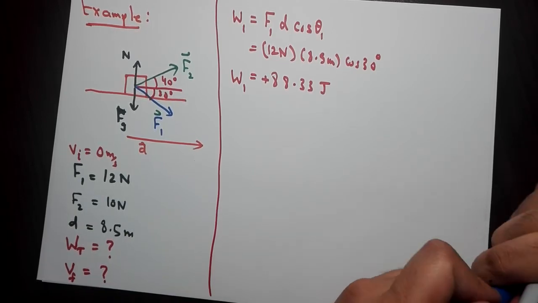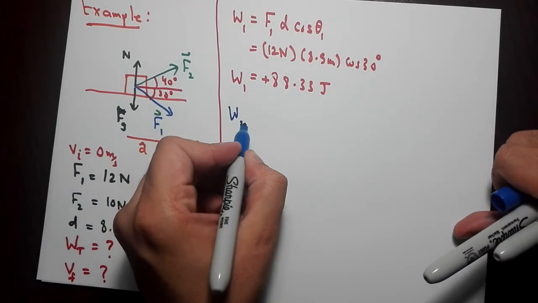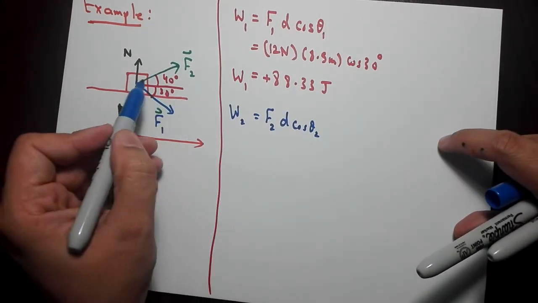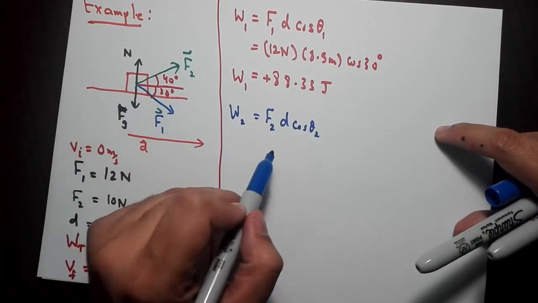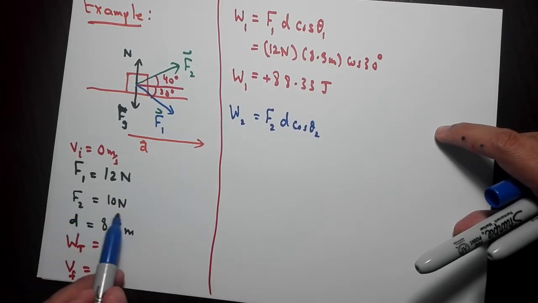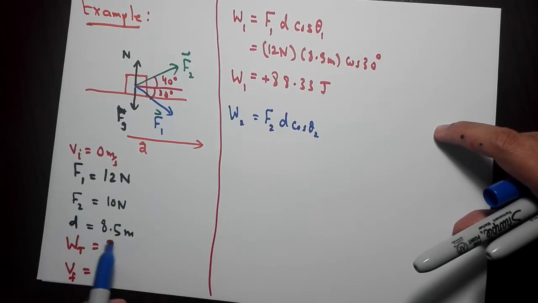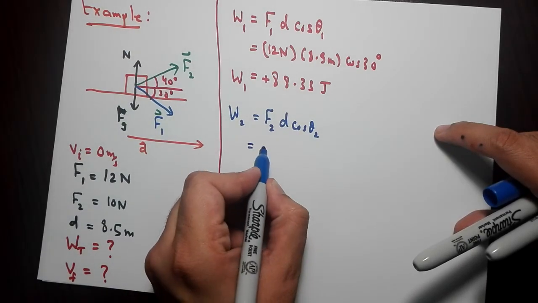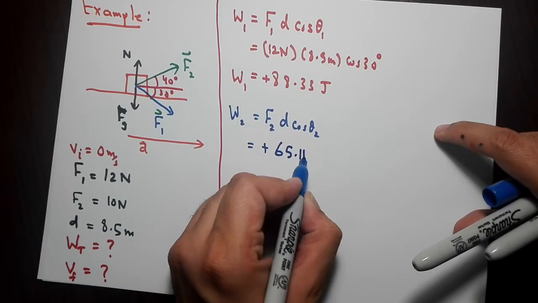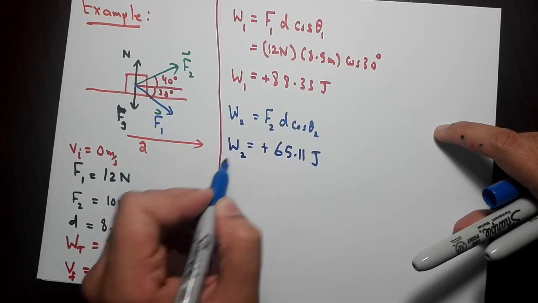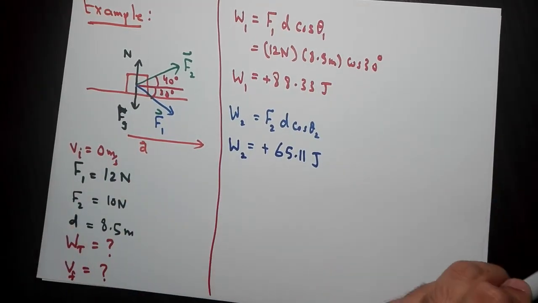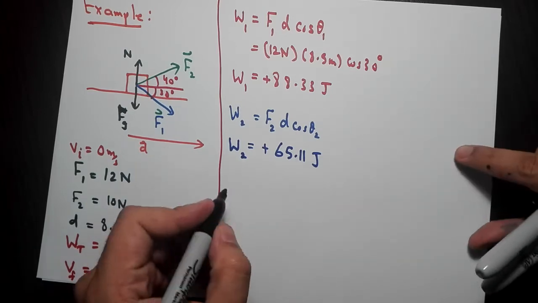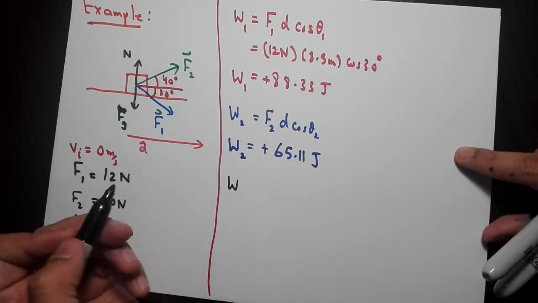And the work done by F2 is F2 d cosine theta 2. So theta 2 is 40 degrees, okay? And F2 is 10 newtons, and d is 8.5 meters. So if you plug in all the numbers, you get plus 65.11 joules. So that's your W2.